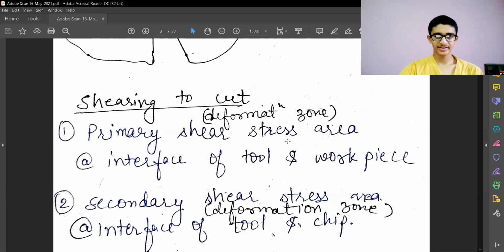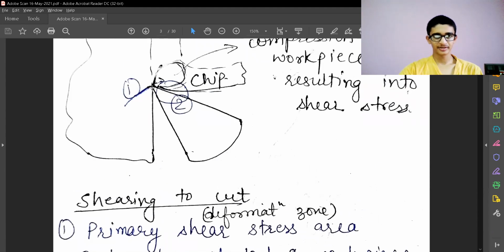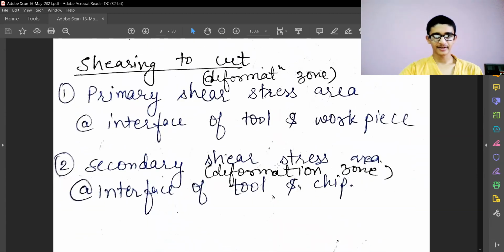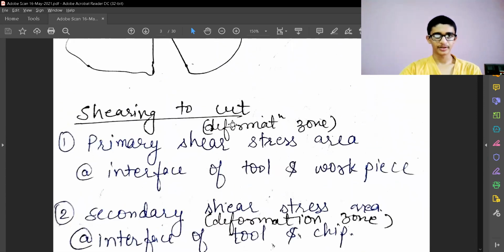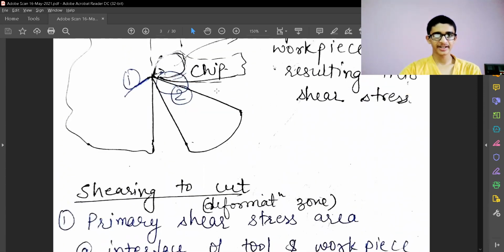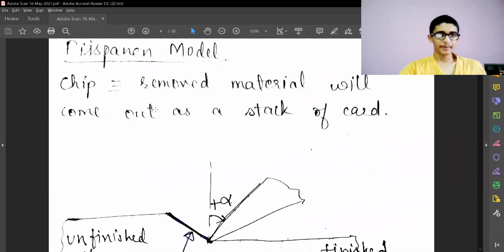The first is the primary shear area or shear stress area, or primary deformation zone, which is at the interface of tool and workpiece. So this is the tool and workpiece interface. The second is the secondary shear stress area or secondary deformation zone, which is at the interface of tool and chip, which I explained earlier. Here the sliding happens. And the Piispanen model is very accurate, and this modeling will be used to check how the chips are being removed.